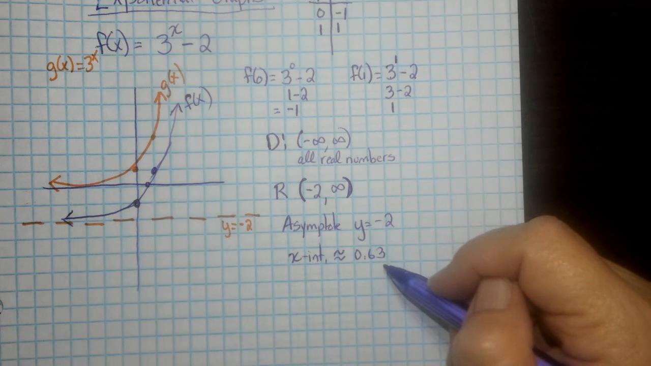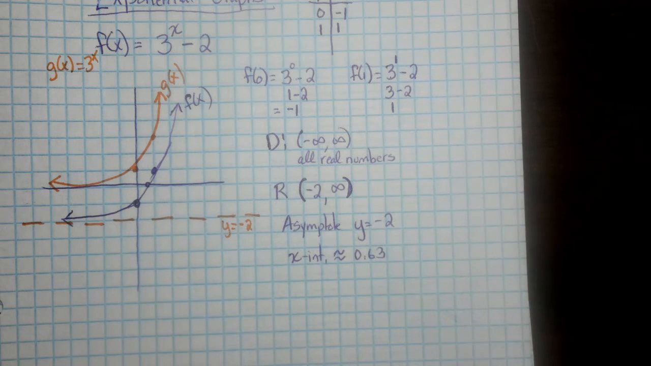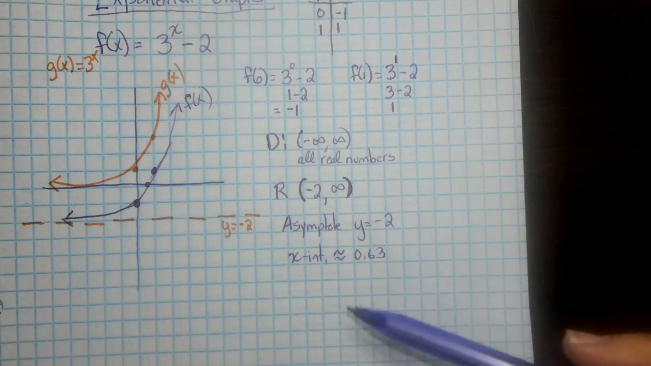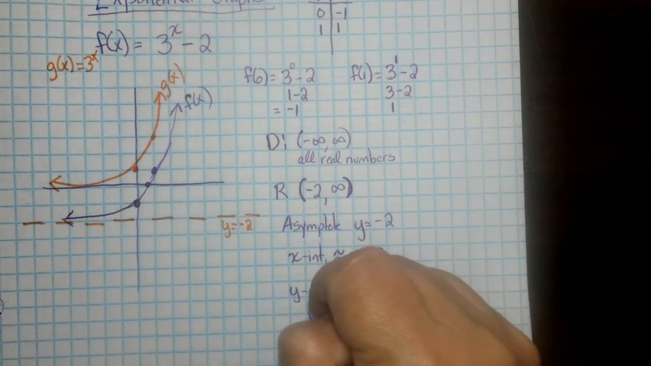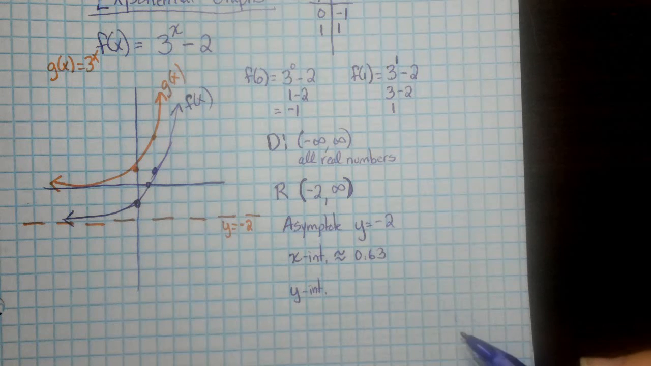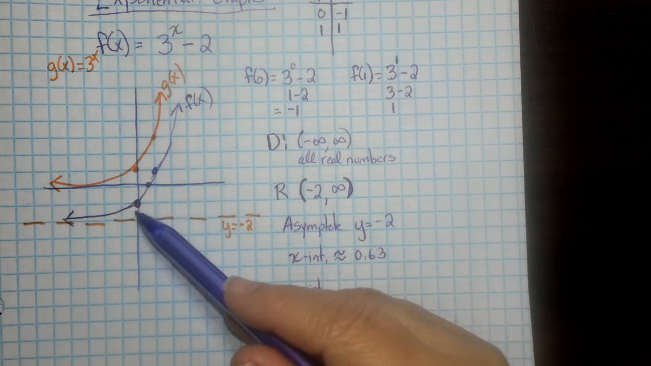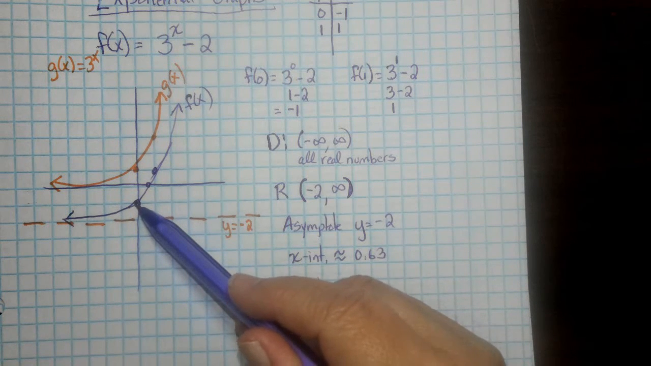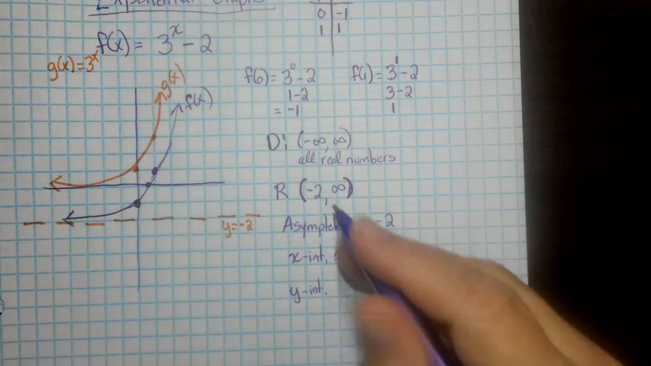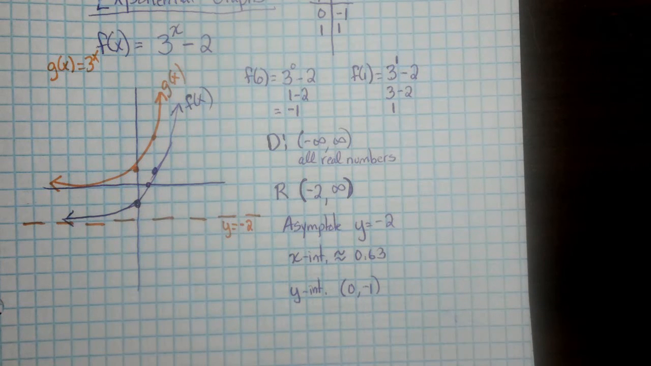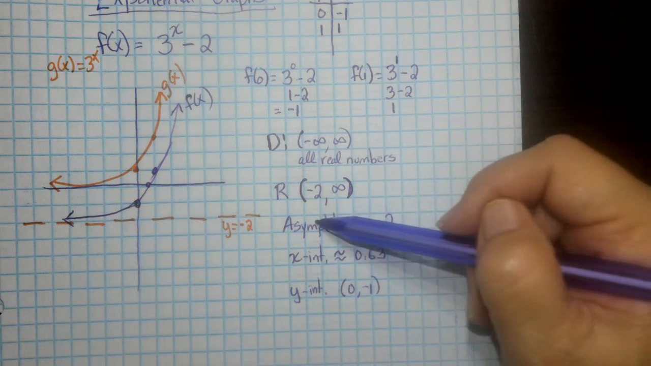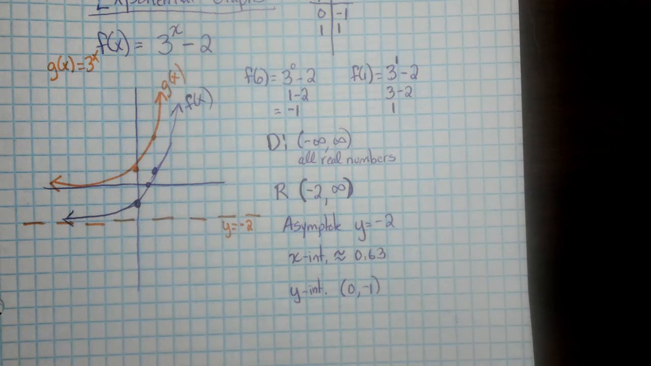Sometimes your exponential functions won't even have an x-intercept. This one has an x-intercept because it did a vertical shift down. Other times, if you don't have an x-intercept, you'll just write none. All right, what about our y-intercept? Your y-intercept is wherever x is 0. So our y-intercept is at 0, negative 1. All right, so I have domain, range, asymptotes, x-intercepts, y-intercepts.